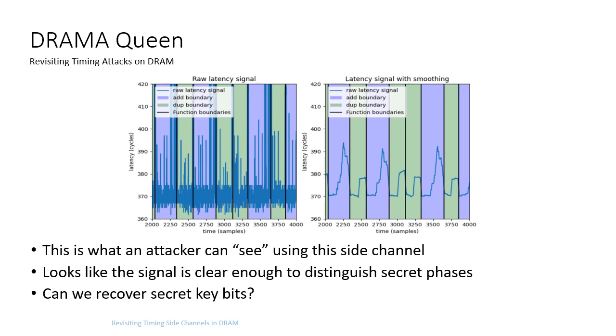Okay, so let's see what the attacker then can see. The background shade here, the blue and the green, they show what the victim is doing at that moment. Is the victim executing the duplicate function, which happens unconditionally, or is the victim executing an add function, which happens conditionally? It only happens when the secret key bit is a 1. And the latency trace, the messy latency trace, is what the attacker can observe.